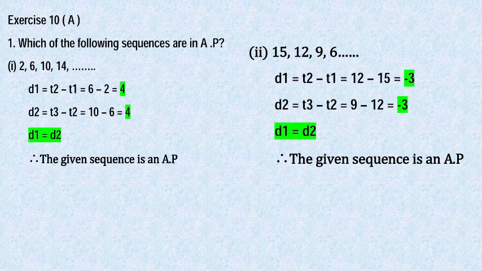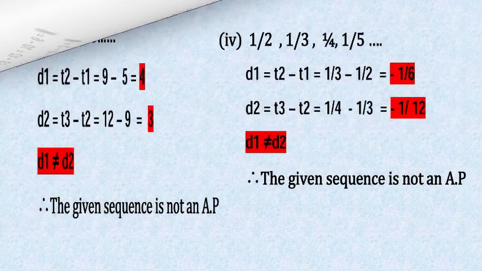Look at the second question, 15, 12, 9, 6. Here D1 is equal to 12 minus 15, that is equal to minus 3. D2 is equal to T3 minus T2, that is also equal to minus 3. So in the second question also D1 is equal to D2, therefore the given sequence is an AP. Move to the next slide.